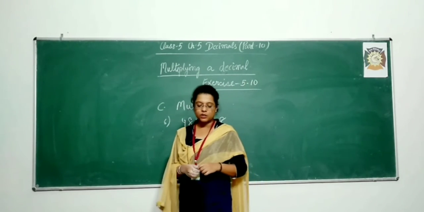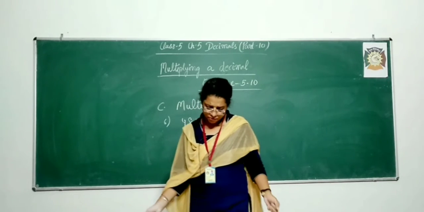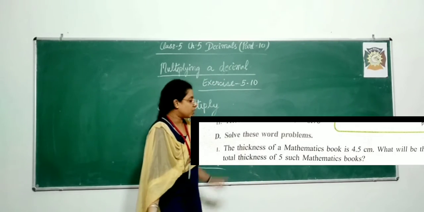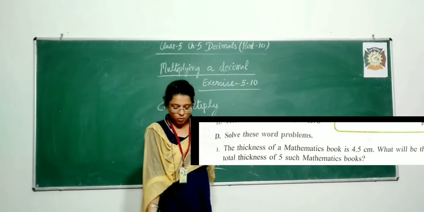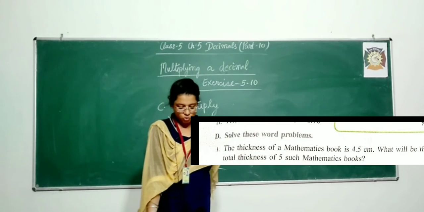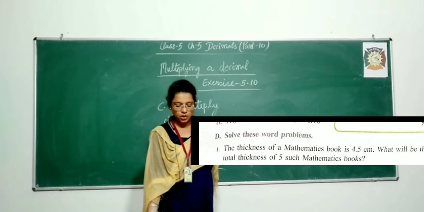Next, D part is solve the word problems. First part is, you can see here, the thickness of a mathematics book is 4.5 centimeters. What will be the total thickness of 5 such mathematics books?